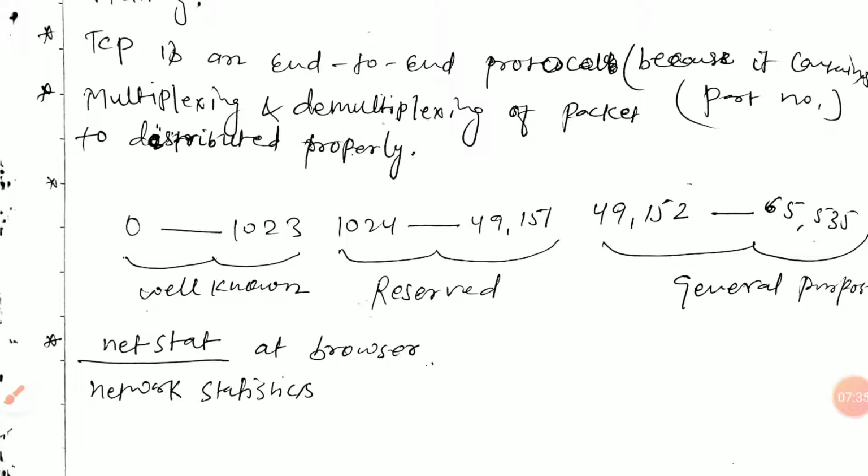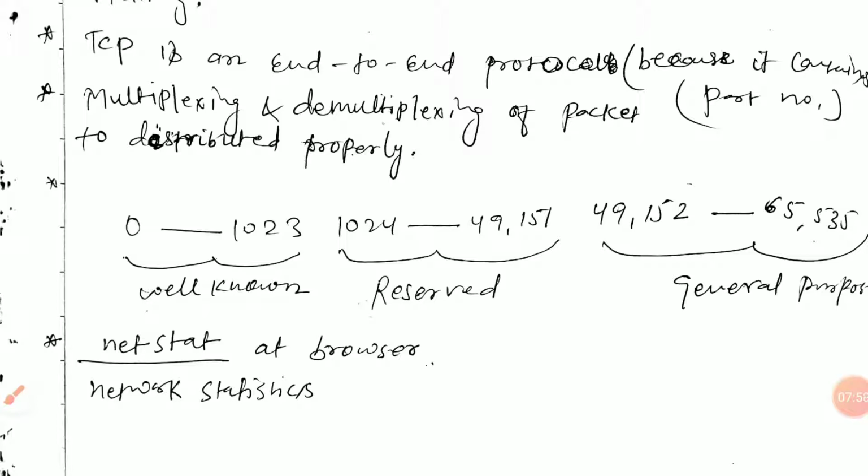So similarly many port numbers are fixed, so it is well known. The second range of port numbers, from 1024 to 49151, is reserved. Reserved means in future if any new service wants to become a well-known service, for that we can assign these port numbers.